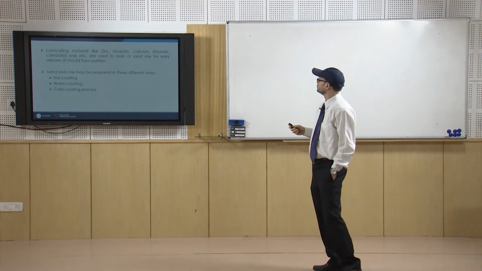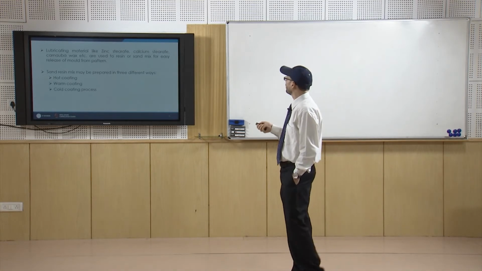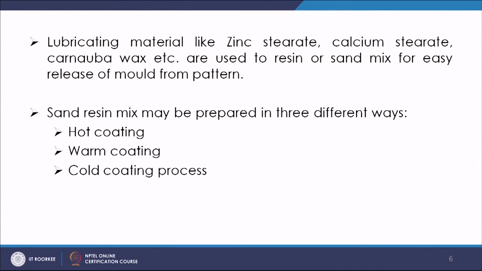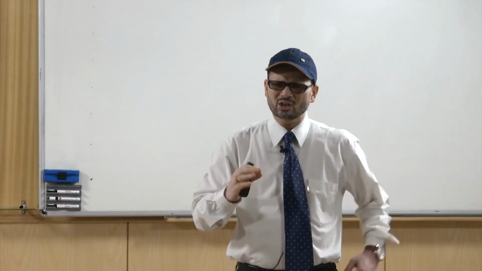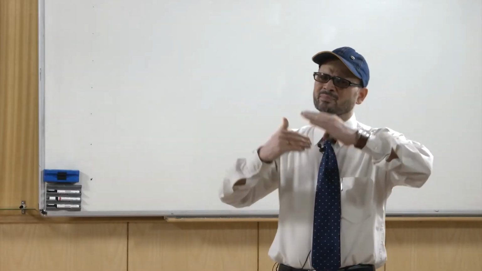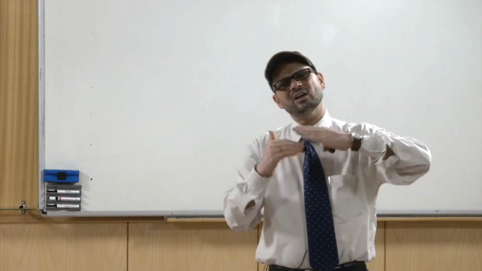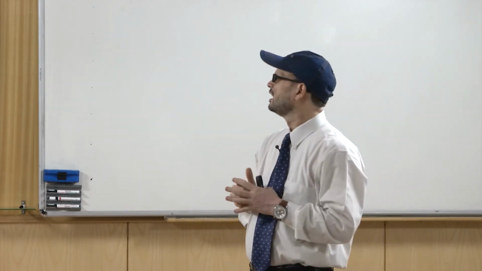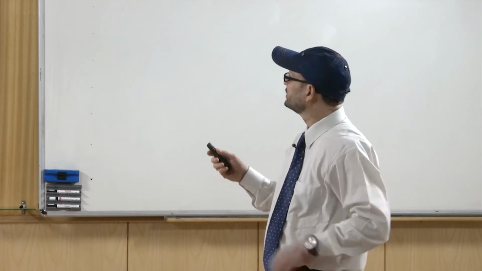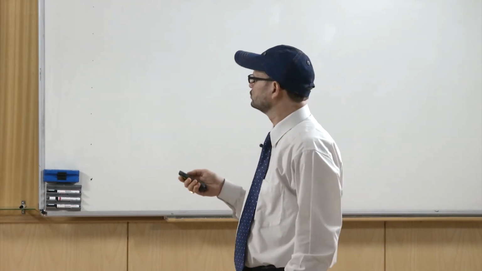Now, to facilitate the release of the pattern from the mold, you also use certain release agents. Some lubricating materials like zinc stearate, calcium stearate or Carnauba wax are basically used so that there is not much sticking of the pattern with the shell developed, and that is why these agents are used.